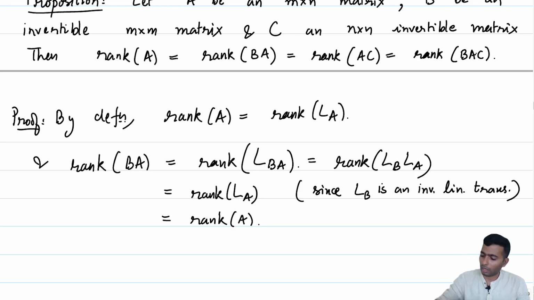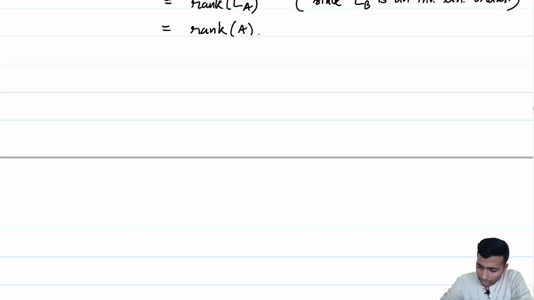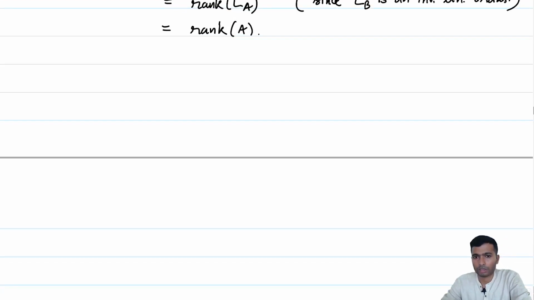Alright, so I will just assume that you will be able to complete the proof here. Idea is extremely similar to what I have just observed. Just notice that LBAC is the same as LB, LA, LC, and that LB and LC are invertible corresponding to invertible matrices B and C. Alright, so this is good, we are in good shape.